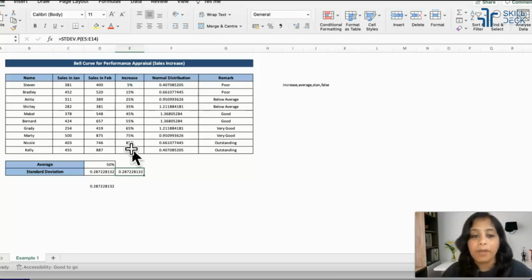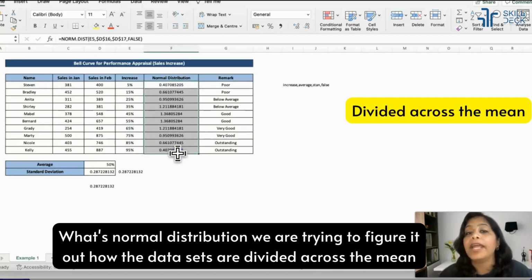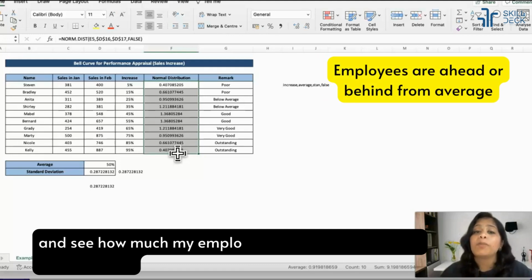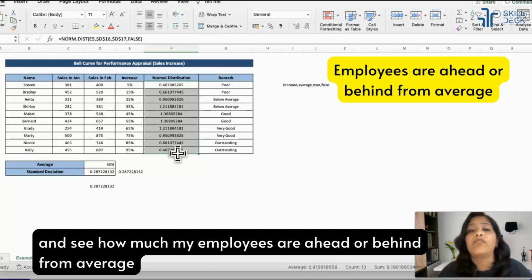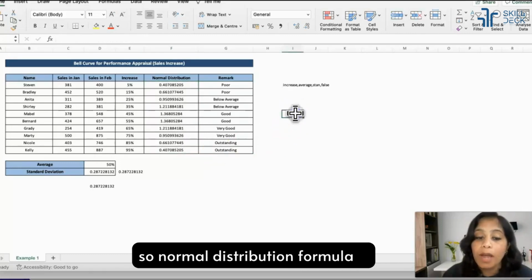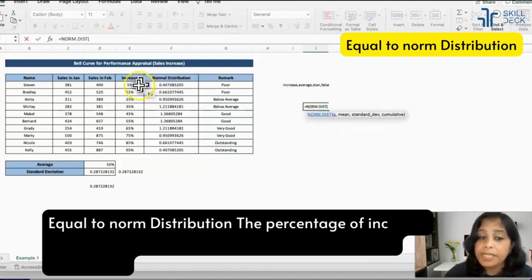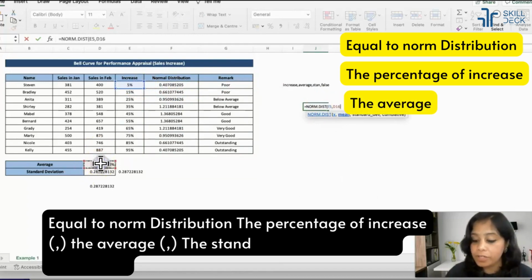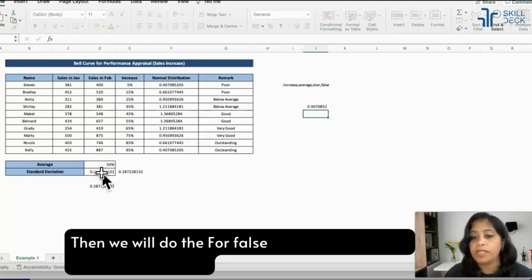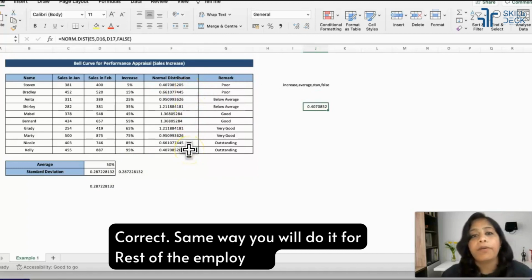Now the fourth and last step, normal distribution. What's normal distribution? We are trying to figure out how the data sets are divided across the mean. In simpler terms, I just want to understand and see how much my employees are ahead or behind the average. That's called normal distribution. So the normal distribution formula is equal to NORM.DIST, the percentage of increase, comma, the average, comma, the standard deviation, and for cumulative we will put FALSE. That's my normal distribution. Correct? Same way you will do it for the rest of the employees.